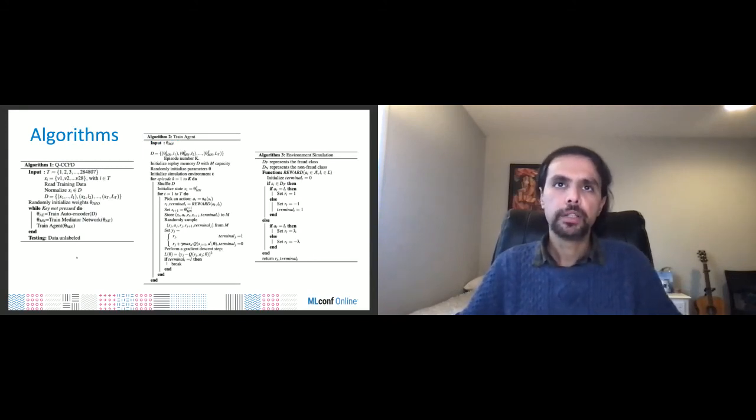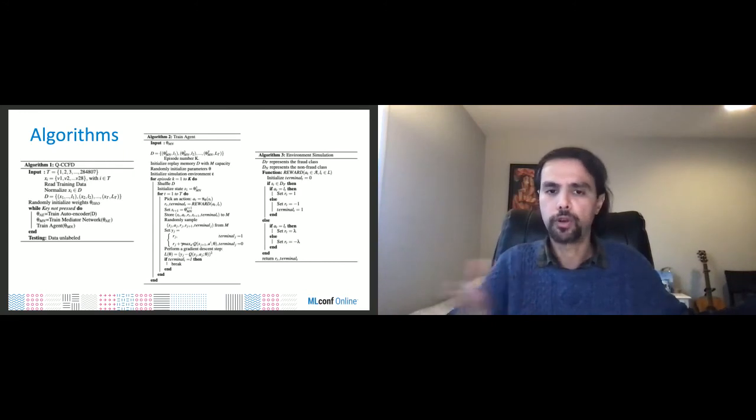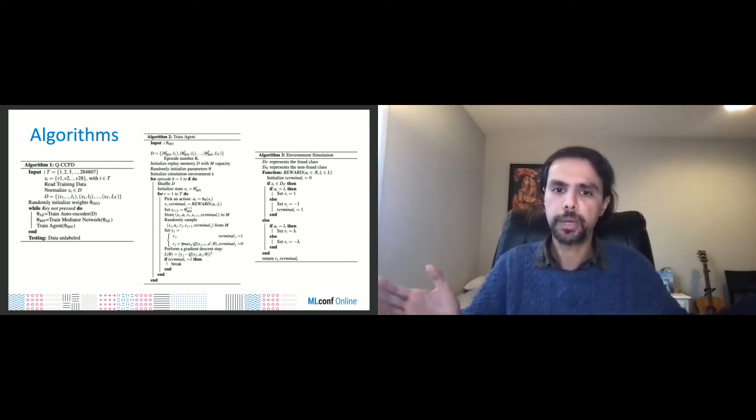So basically, the algorithmic process is divided largely into 3 different algorithms. First, you have the QCCFD approach, the train agent, and the environment simulation. The idea here simply is to recognize that the transaction space is completely read for all the transactions in space. Here we have close to about 300,000 transactions. And then you have the feature space that goes from V1 all the way up to V28. So you read the data, you normalize the data, and then you randomly initialize the weights on the thetas, and then train all of these 3 networks in a sequence. You do autoencoder training, mediator training, and then the agent training.